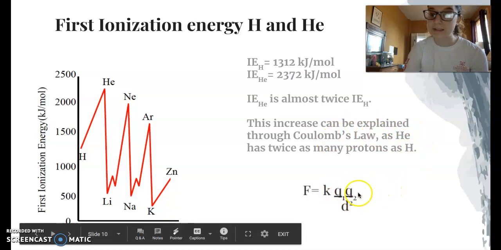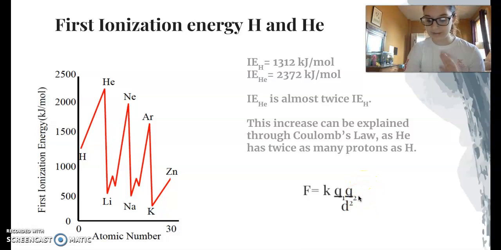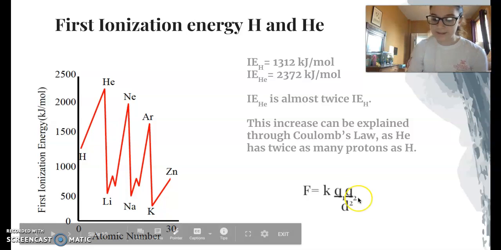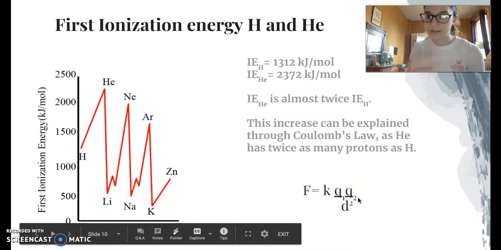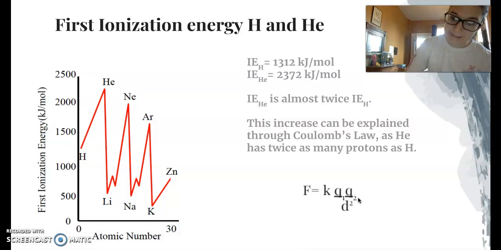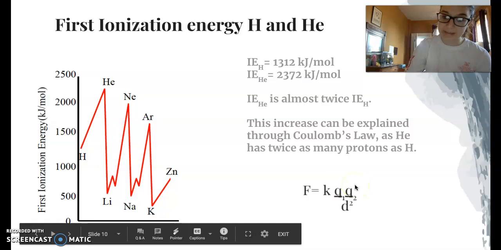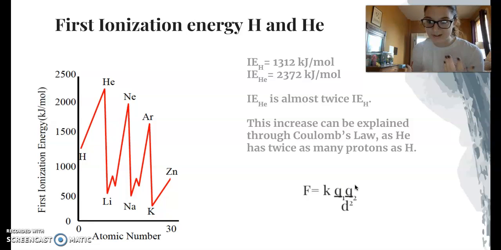So Q is increasing. The electrons in hydrogen and helium are relatively the same distance from the nucleus because they both only have a 1s shell. So since distance isn't changing while Q is increasing, we expect the force of attraction to be larger. If there's a larger force of attraction, to strip away those electrons, it's going to take an input of more energy.